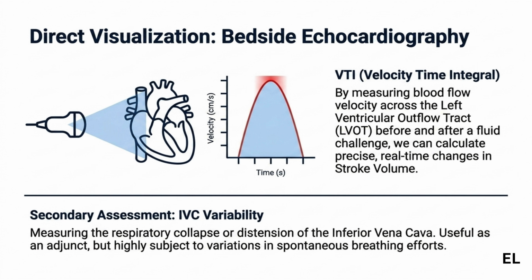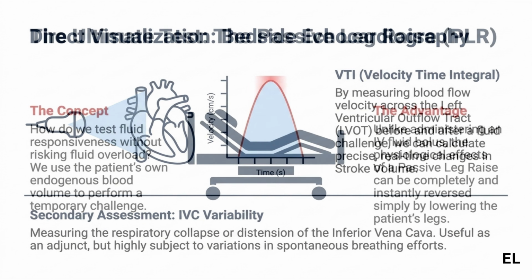In addition, inferior vena cava variability can be assessed as a secondary tool, although its interpretation may be significantly influenced by spontaneous respiratory efforts and other physiological factors.